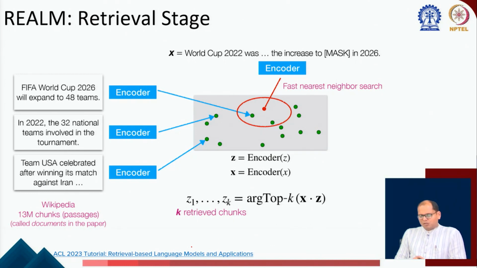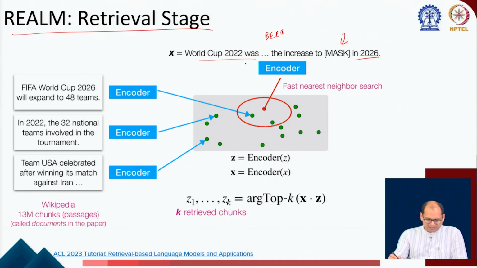Okay. So let us talk about one particular method, REALM. This was based on the BERT architecture itself. The idea was that suppose you are doing this task: World Cup 2022 was, and some sentence, and there is a mask token, and you want to complete this, and everything else is there. So how do you complete this? They say okay fine.